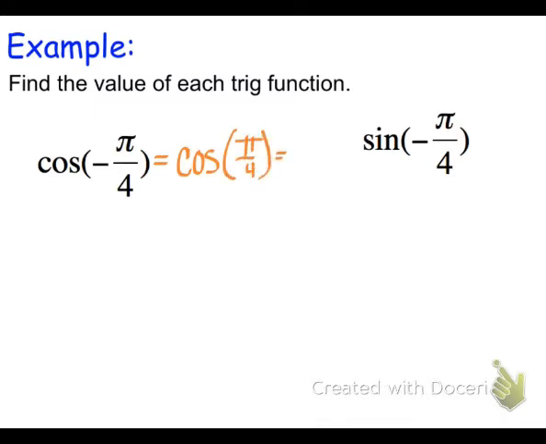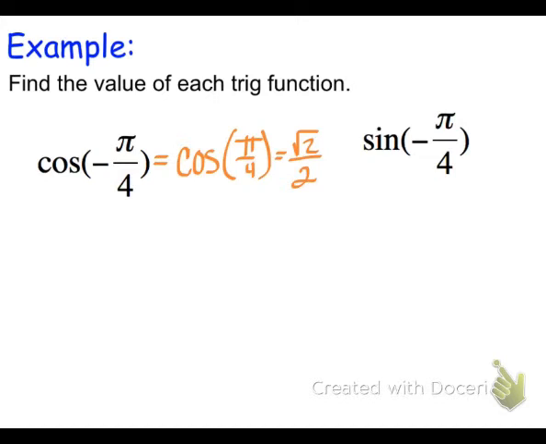So the cosine of negative pi over 4 will be the same as the cosine of pi over 4. So if I'm trying to find that value, I can use my triangle of pi over 4 and find my value of square root of 2 over 2 using my unit circle. So you should already have this value in your unit circle.